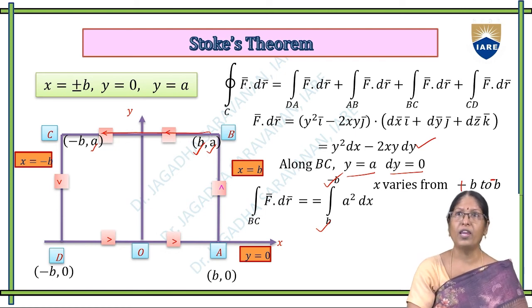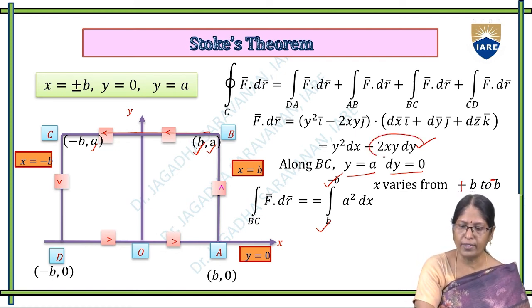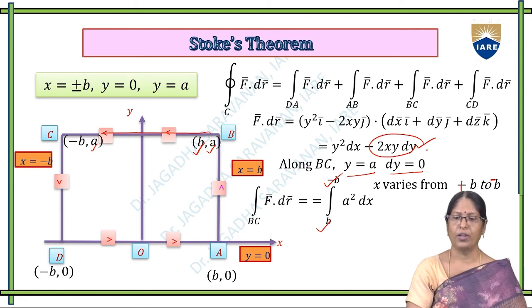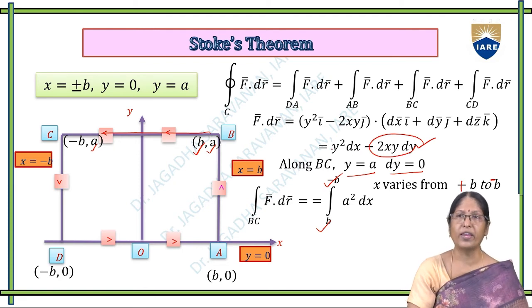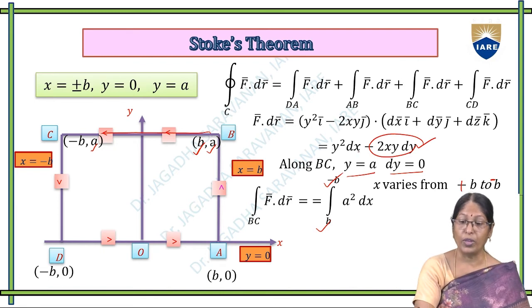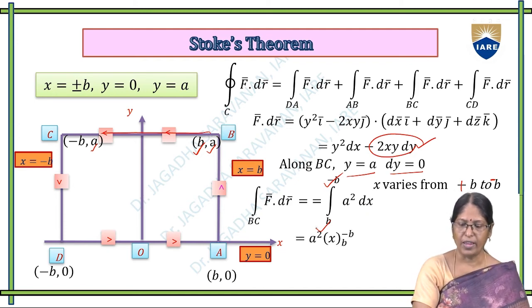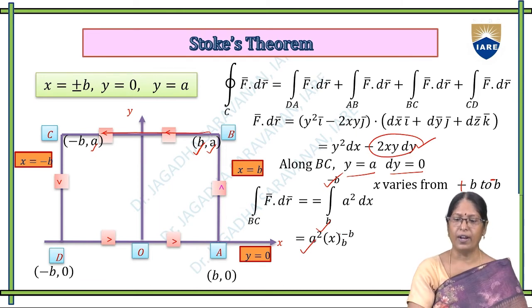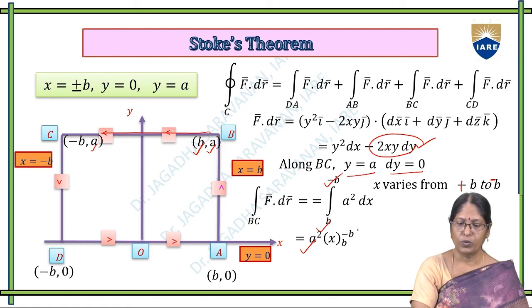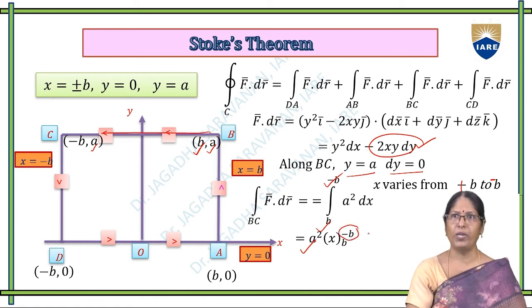So dy equal to 0, this completely vanishes. Here y is taking the value a, so we have a square dx, and we have to do the integration. A square is as it is, and the integration of dx is x. So from b2 minus b, the upper limit is minus b.